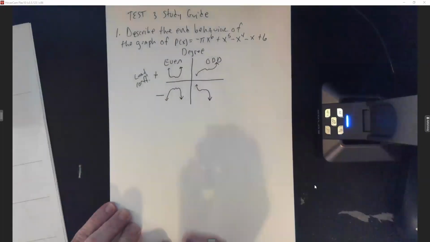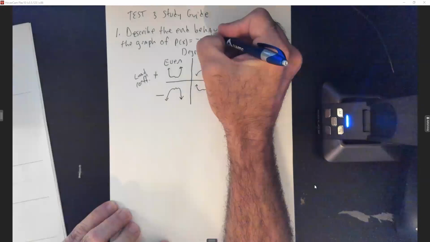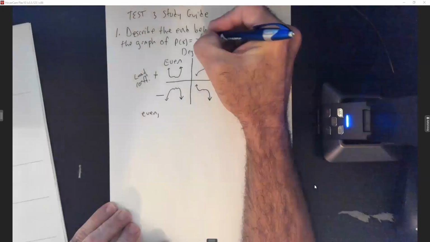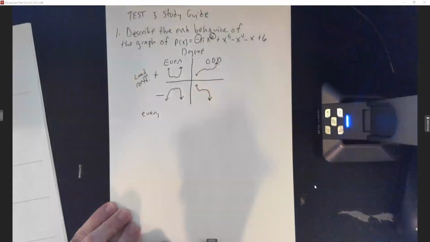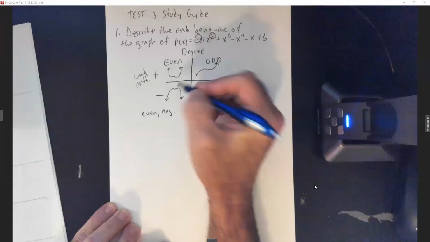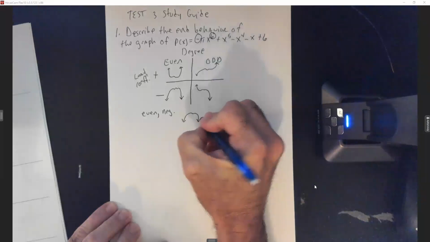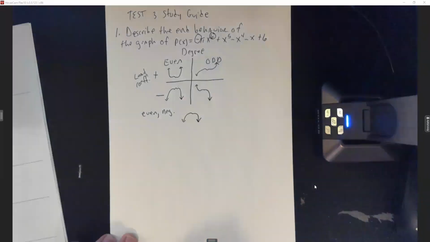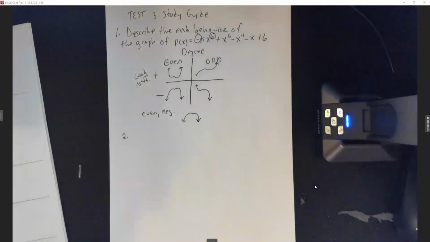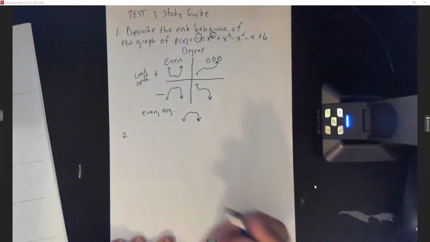So first, I'm going to look at my degree. My degree is 6, so my degree is even. My lead coefficient is a negative pi, so it is negative. So since this is even and negative, it's going to go downhill on both sides. Okay, so that's all I had to do on that, was just look at that end behavior and see what's happening here. So number 2 is the same thing.